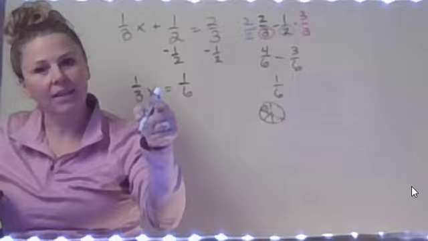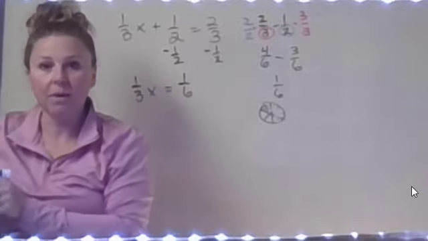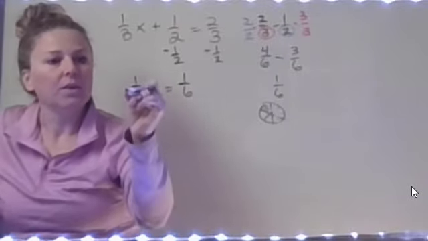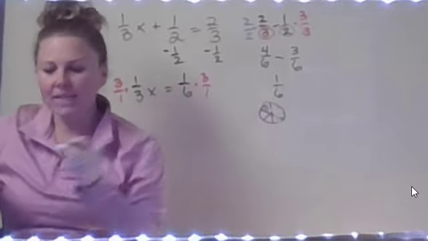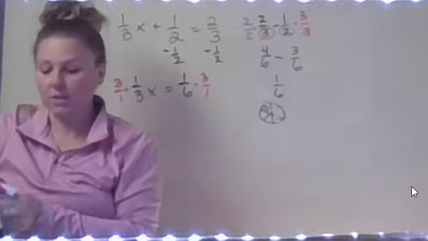Now we're going to get the x alone. So we're going to do that multiply by the reciprocal. So we're going to multiply by 3 over 1. That is the same as multiplying by 3. So if that's what you did, great work.